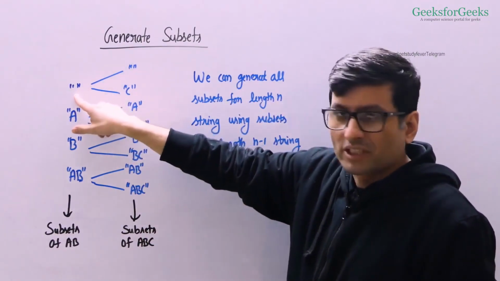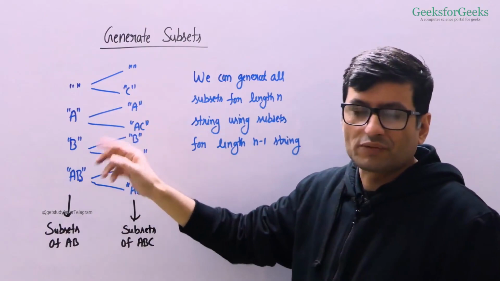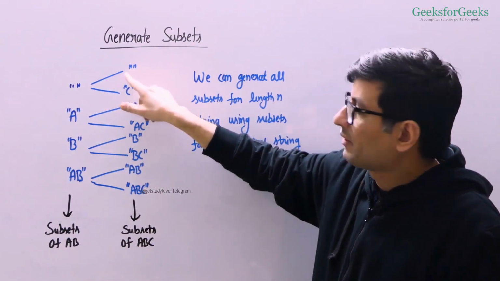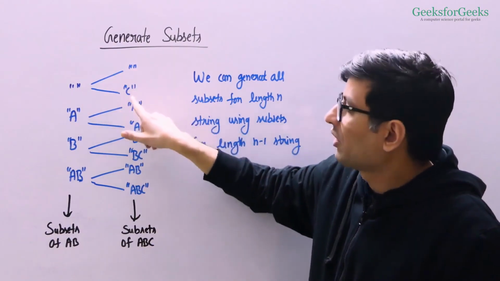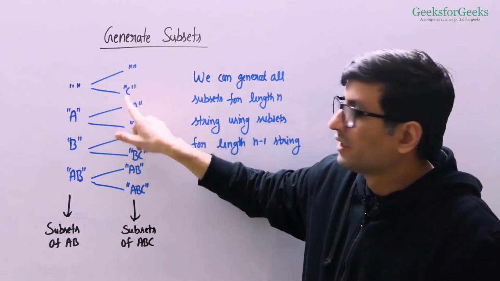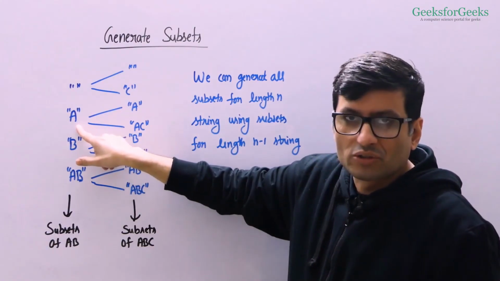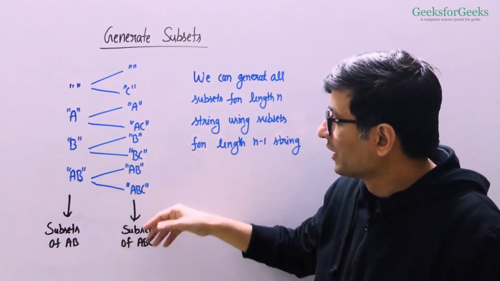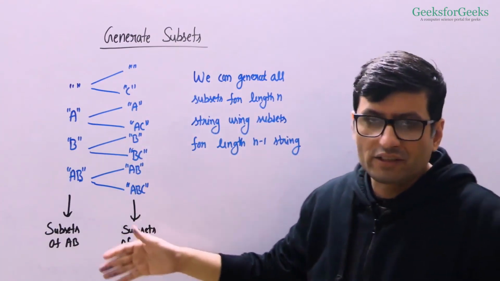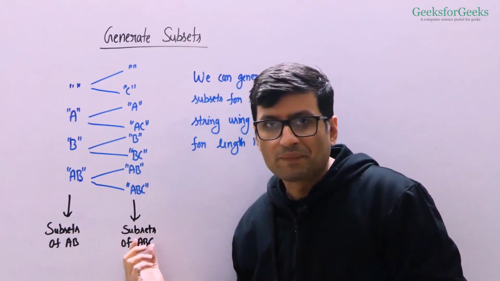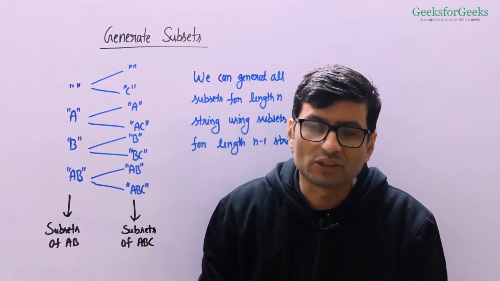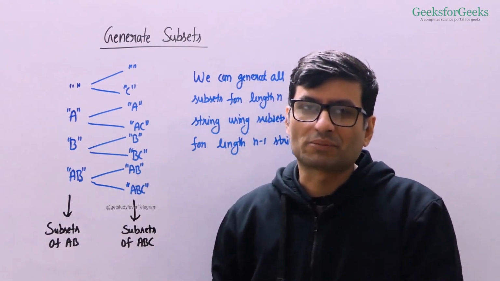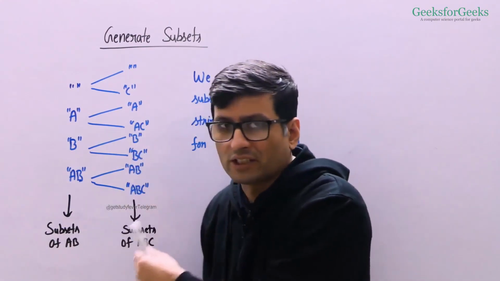So for every subset that I have for AB, I have two choices for the newly added character C. I either include it or I don't include it. I keep the empty string as it is, or I include it, I make C. In this subset also, I don't include C, I include C, don't include C, include C. This way I can generate subsets of ABC. So you have 2 raised to the power n-1 subsets for n-1 length, and using these 2 raised to the power n-1 subsets, you can generate 2 raised to the power n subsets.